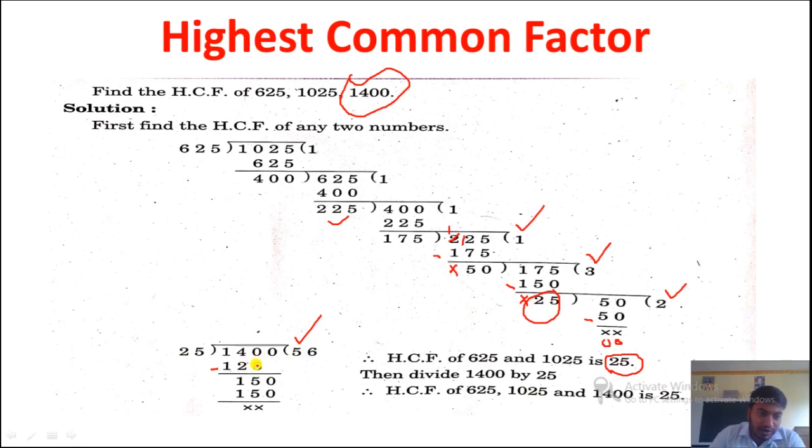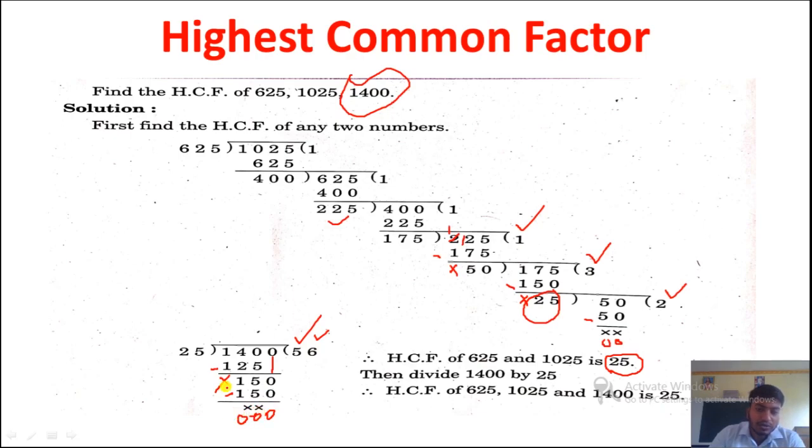0 is less than 5, so this will take borrow from here. When we take borrow, this will become 10, so 10 minus 5, 5, and here it was 3, 3 minus 2, 1, and 1 minus 1, either you write 0 or give cancel. Now bring down this 0 here. Now it became 150. Now how many times will it go? 6 times. 25 into 6, 150. Now subtract, we will get 0. Either you write here cross mark or give 0.